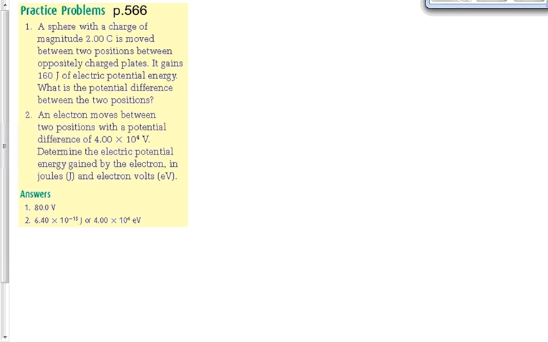It says an electron moves between 2 positions with a potential difference of 4.00 times 10 to the 4 volts. What is that? Is that E? Is that delta E? Is that W? Is that V? Is that delta V? It's potential difference, which is delta V. We're looking for the potential energy gained by the electron. We're looking for delta E, or you could say we're looking for W. Probably call it delta E because that's the way the equation appears on our data sheet.